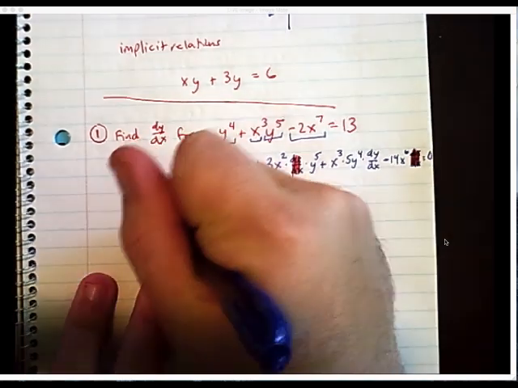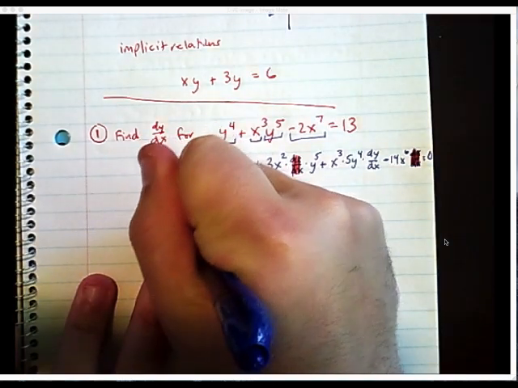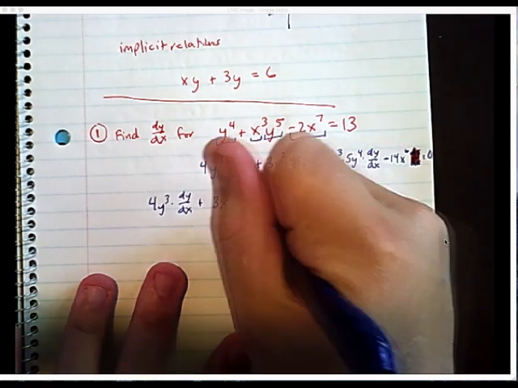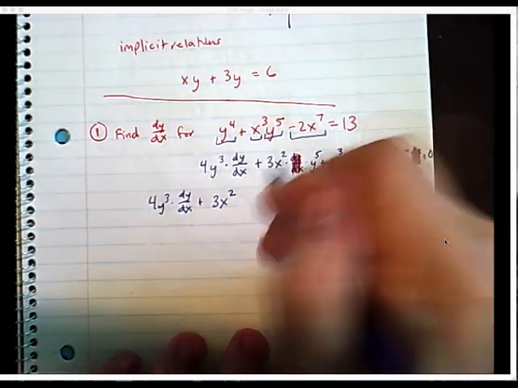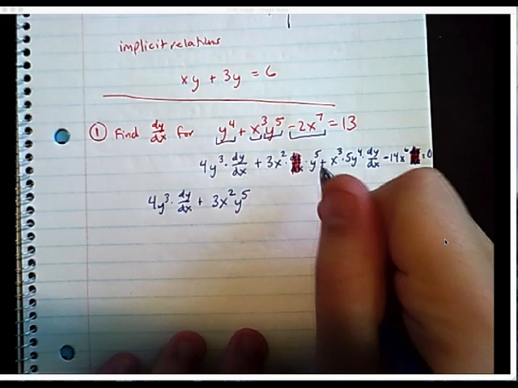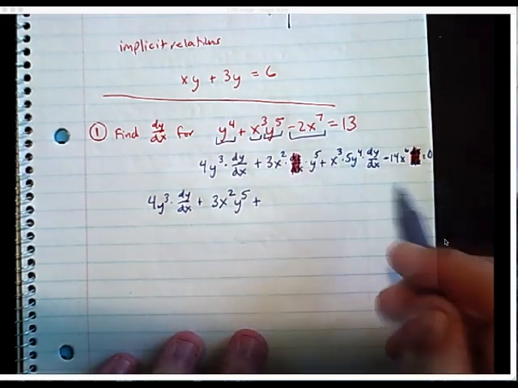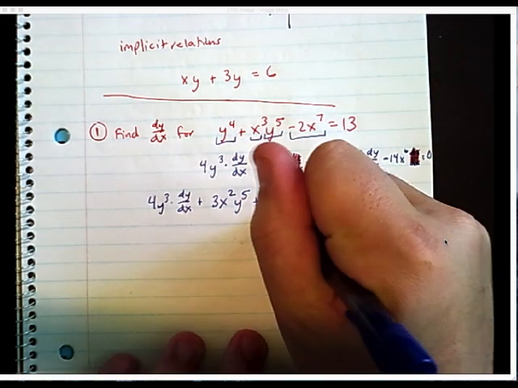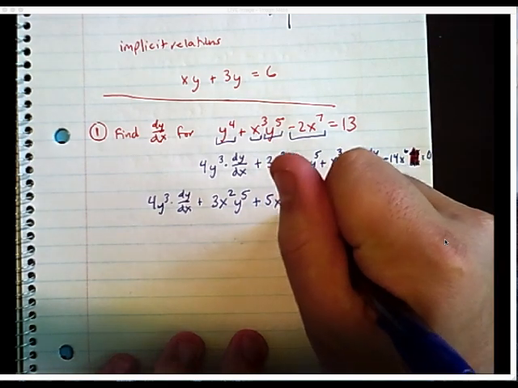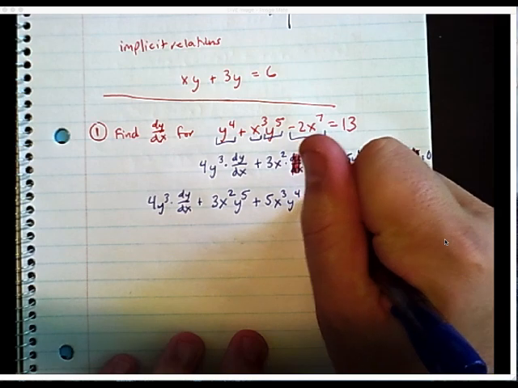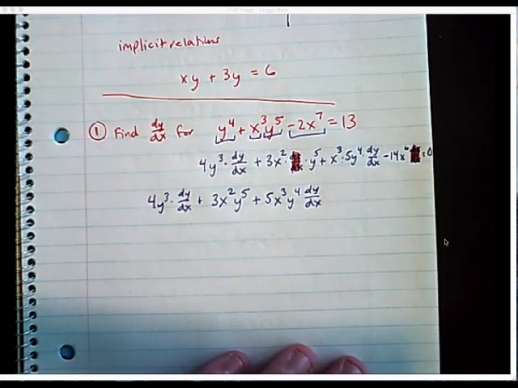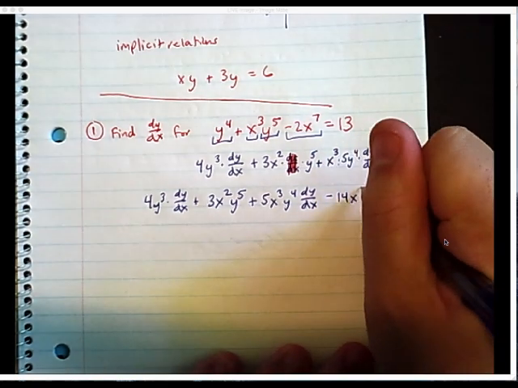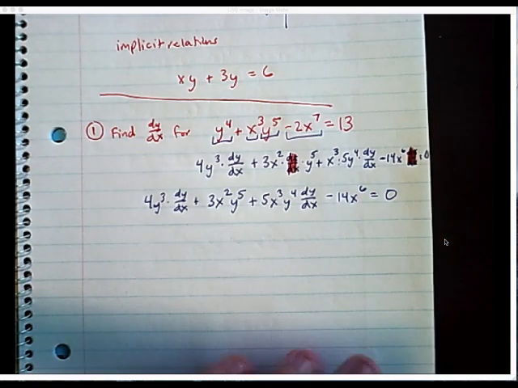I have 4y cubed times dy over dx plus 3x squared times y to the fifth plus, if I just rearrange some of this stuff, I can move the coefficient out front, so that's 5, and then x cubed, y to the fourth, dy dx. Then minus 14x to the sixth equals 0.